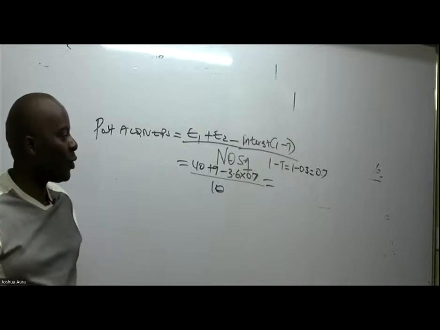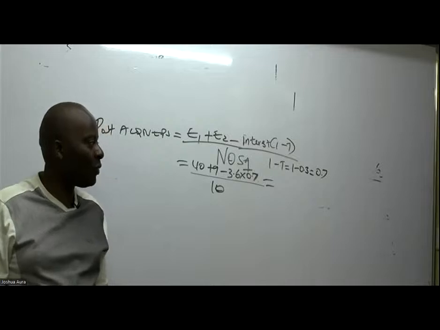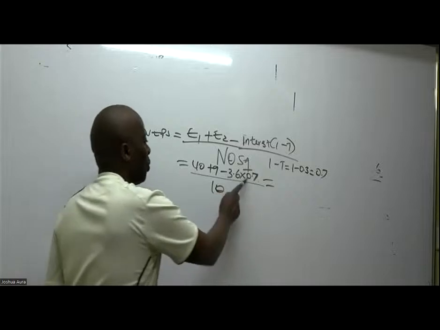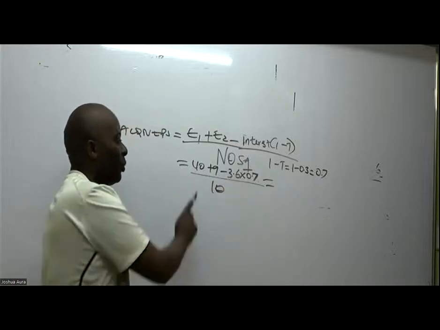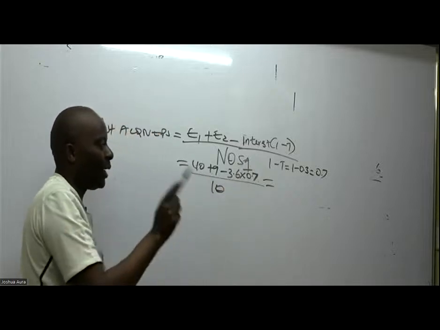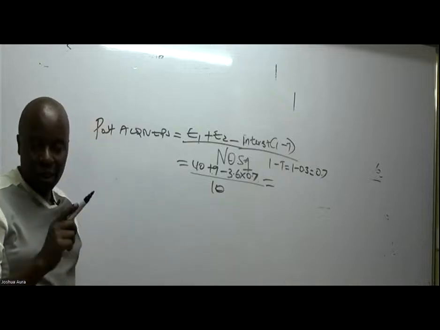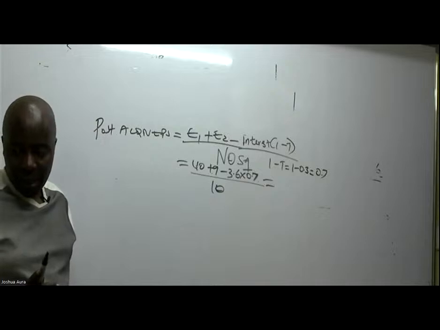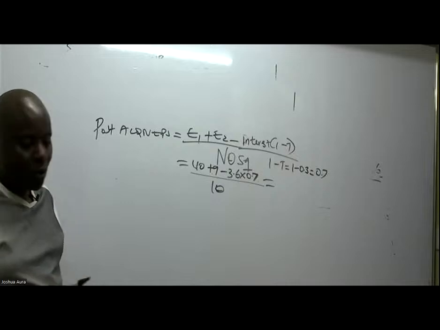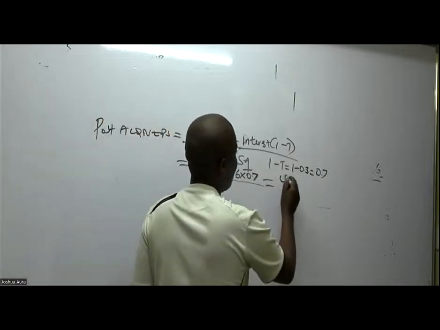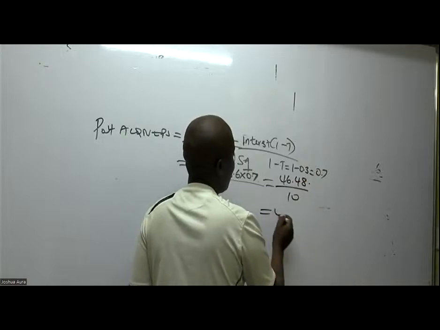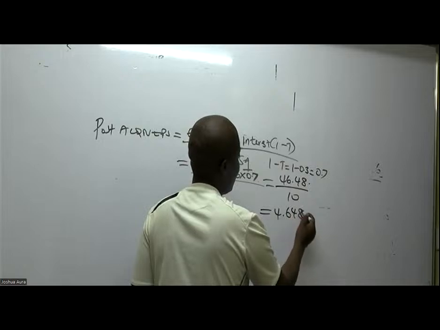Please give me the numerator. 40 plus 9 minus 3.6 times 0.7. Make sure that the 0.7 is not multiplying any of the numbers, it is only multiplying the 3.6. Don't say equals in between. So according to John, it's supposed to be 46.48. 46.48 all over 10. That's how we get 4.648.